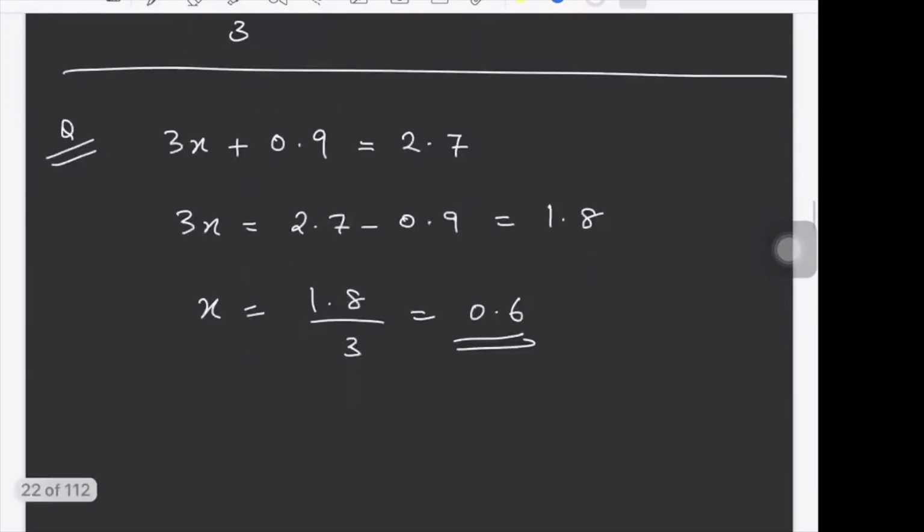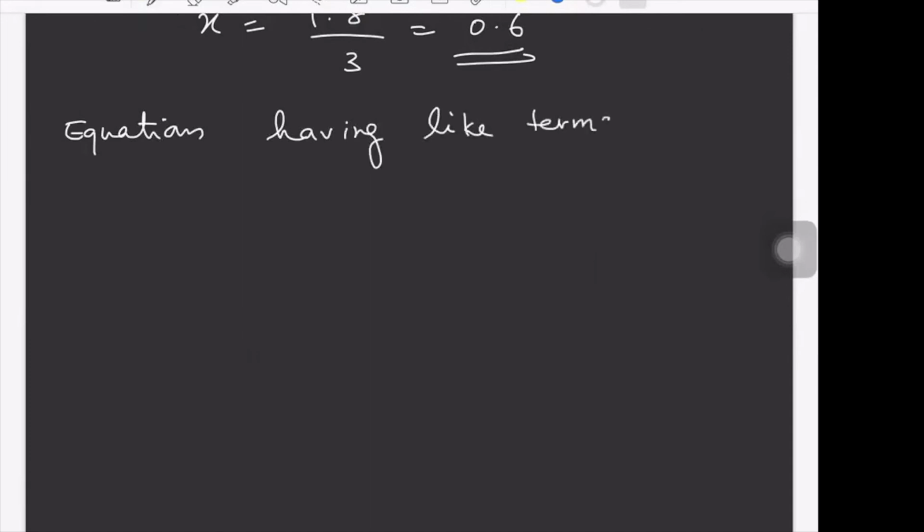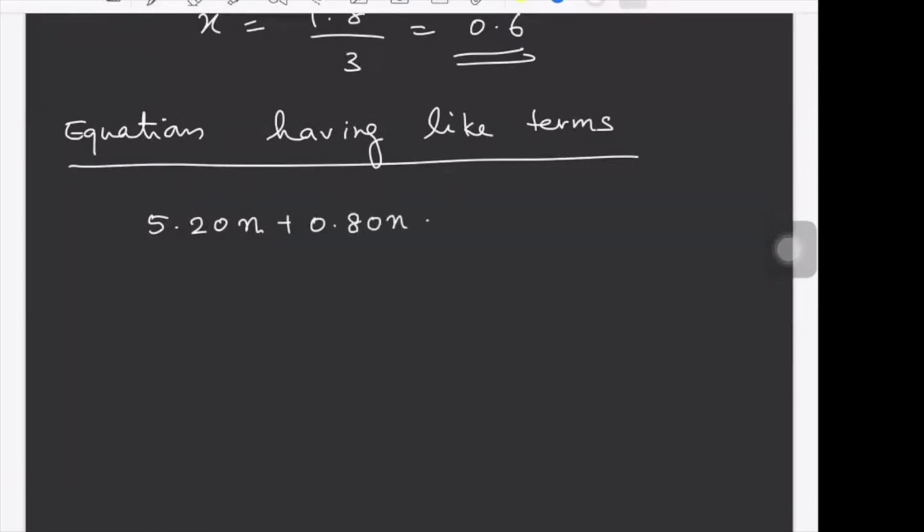Yeah, okay, no problem. Next type is equations having like terms. So like terms, say for example, say you have 5.20n plus 0.80n plus 47 is equal to 377. So you have like terms here. What do we do?